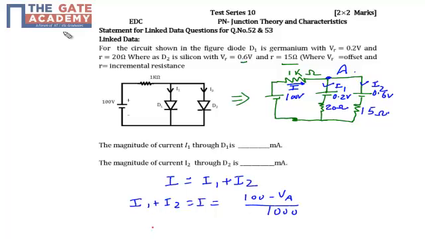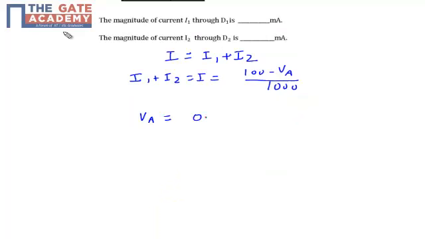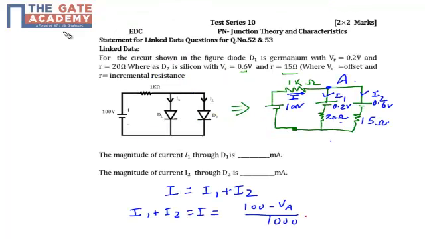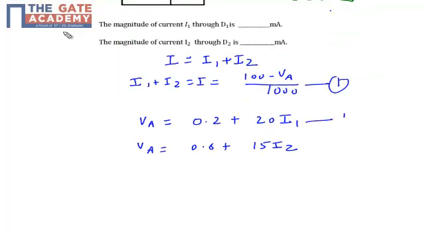So we can write down two more equations. My VA must be equal to 0.2 plus the voltage drop across the incremental resistance, 20 I1, and for the silicon, VA is equal to 0.6 plus the voltage drop across the incremental resistance, 15 I2. So my first equation is equation number 1, the second is equation number 2, and the third is equation number 3. You can see that in all these three equations we have three unknowns, I1, I2 and VA, right? So we have three unknowns and three equations, so I can simply find them out.